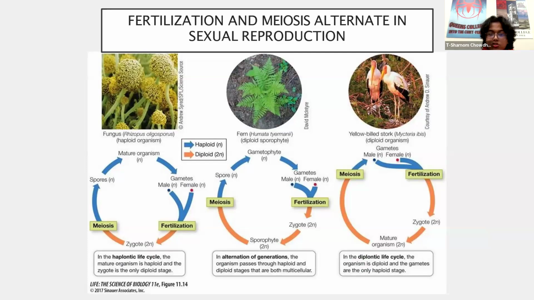In ferns, they have alternation of generations, where the organism passes through both haploid and diploid stages. And then for some birds, they have a diplontic life cycle, where the organism is diploid, while the gametes are the only haploid stage.